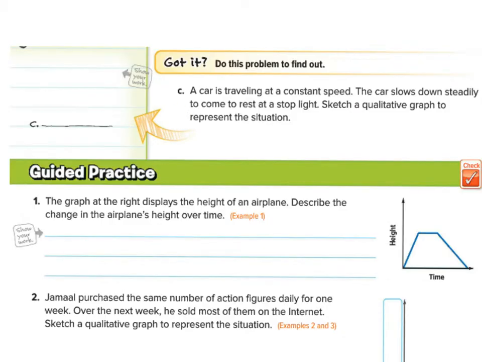Okay, and for this last one, let's do it together. A car is traveling at a constant speed. The car slows down steadily to come to a rest at a stoplight. Sketch a qualitative graph to represent the situation. So step 1, we must draw a graph. I'm going to use this space here to draw out my x-axis and my y-axis.